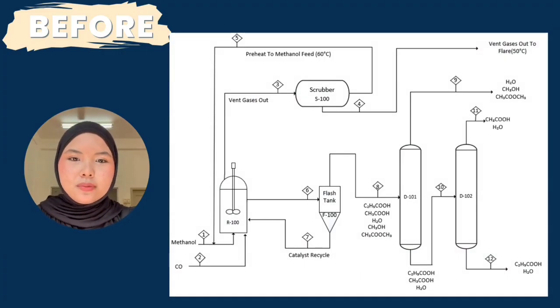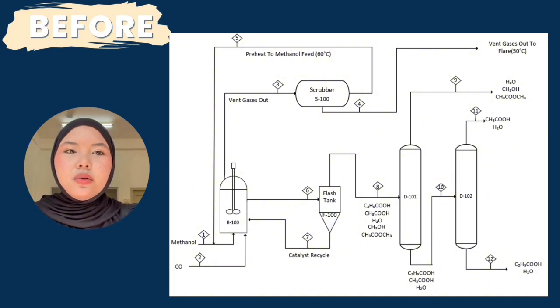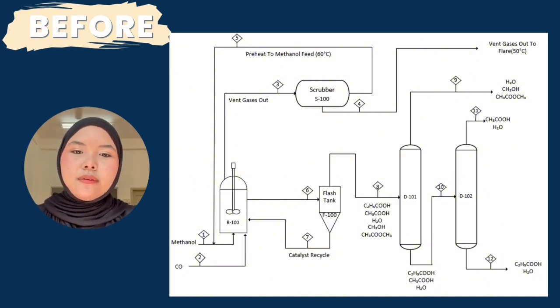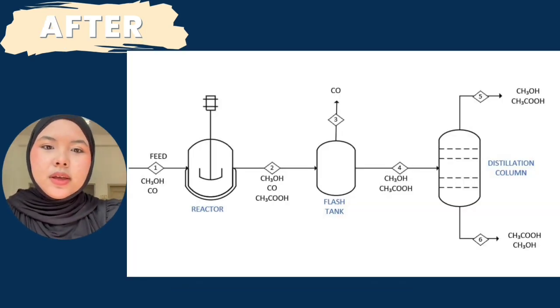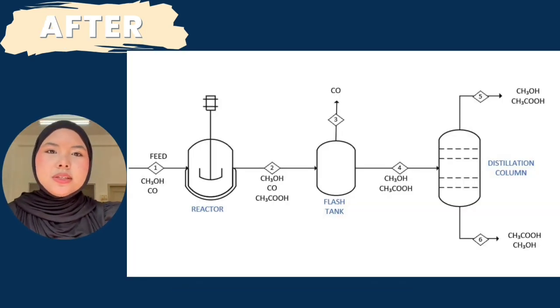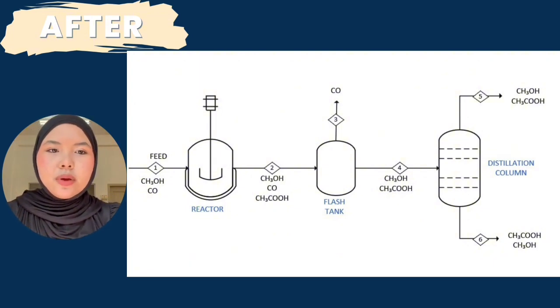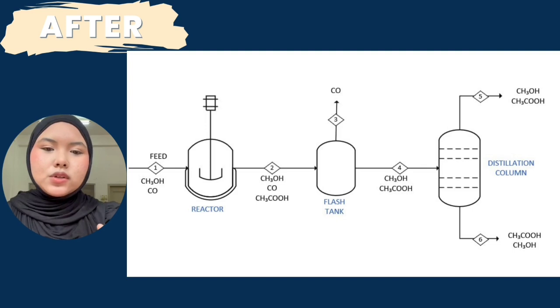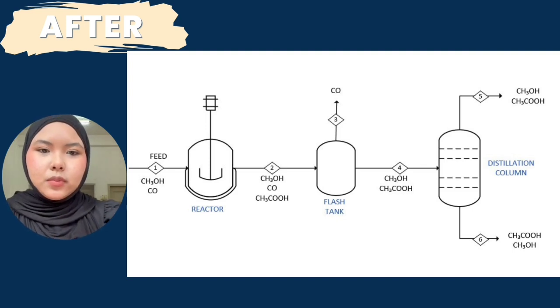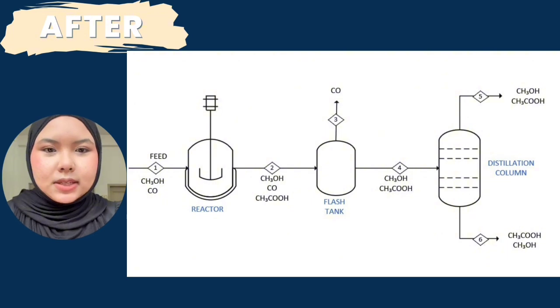So we go to the next slide, which is the process flow diagram. This is our before process flow diagram, which has 4 main components: reactor, flash tank, scrubber, and also distillation column. After the simulation, this is our new process flow diagram, which has 3 main components for production of acetic acid. The first one is the reactor, the second one is the flash tank, and the last one is the distillation column.